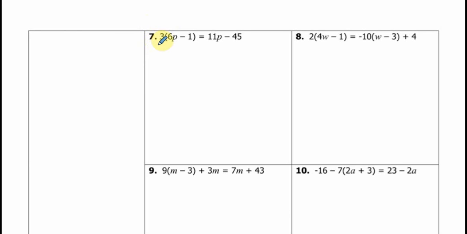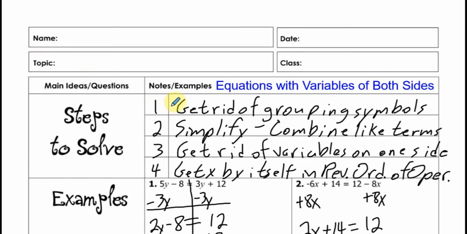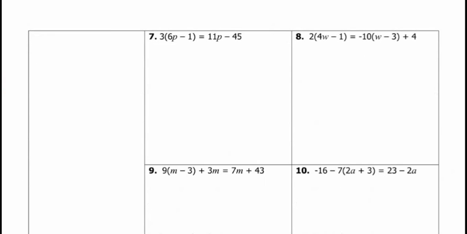So taking a look at number 7. So remember, step 1, solving equations, get rid of grouping symbols. So it means we have to distribute here. So we have to multiply by this 3 out in front. 3 times 6p, 3 times, and I read that as a -1. So 3 times 6p, 18p, 3 times a -1 is a -3, so -3 equals.